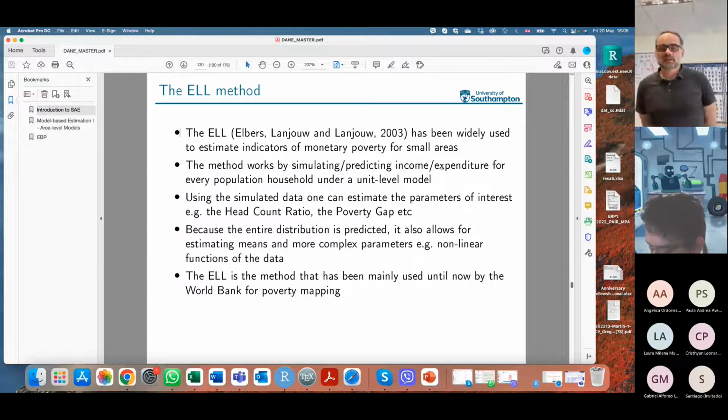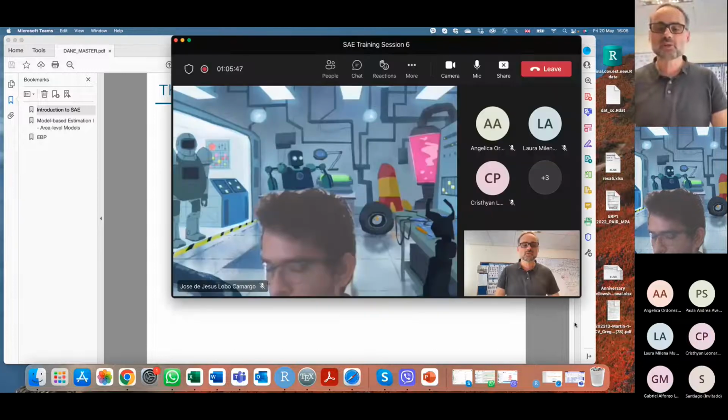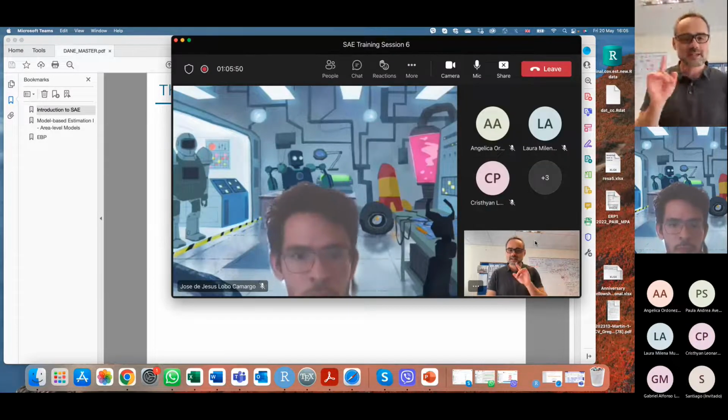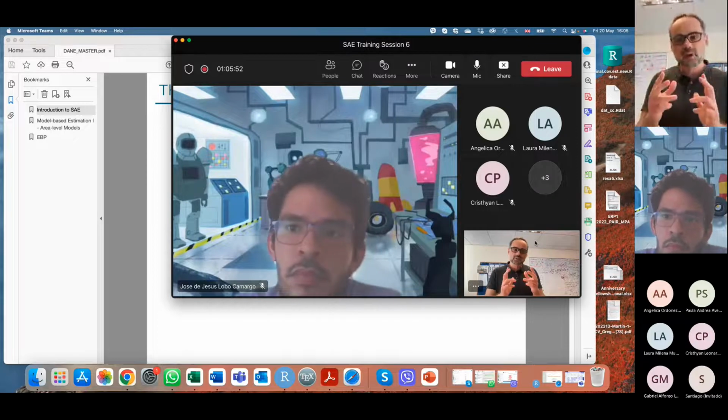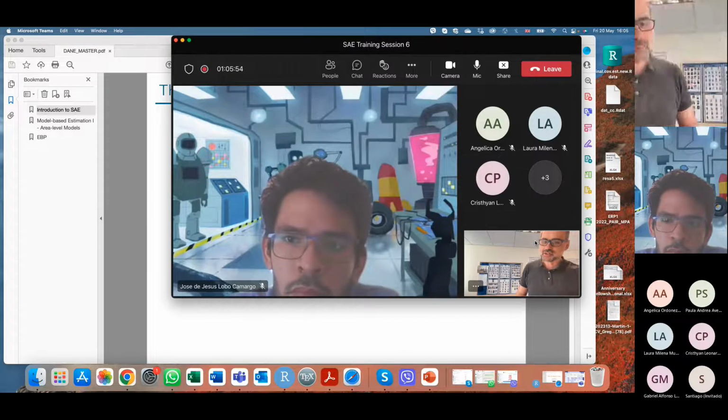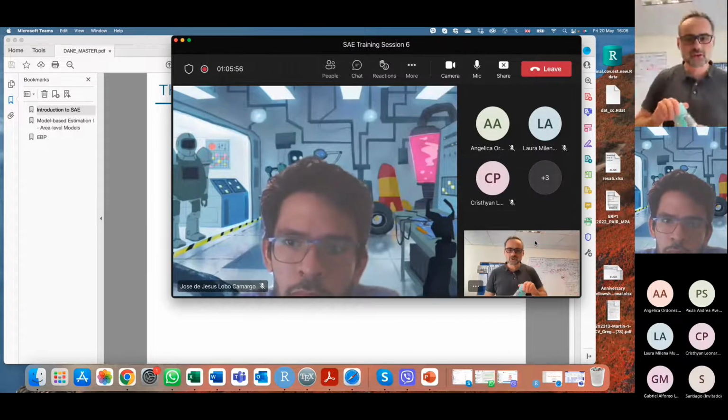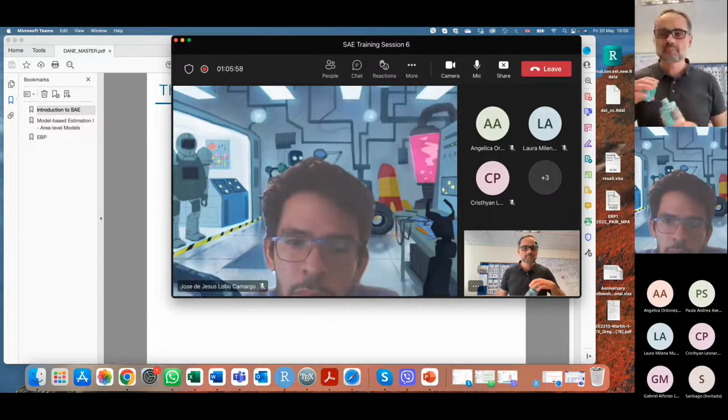Okay, let's look at the first method, which is what we have abbreviated as the ELL method, the Elbers, Lanjouw and Lanjouw method. Can I ask you, have you done any applications with these methods? Because I'm aware that you're doing something with poverty mapping at the moment. So have you applied any of these methods at all? Jose, do you know, or Santiago, or someone else?